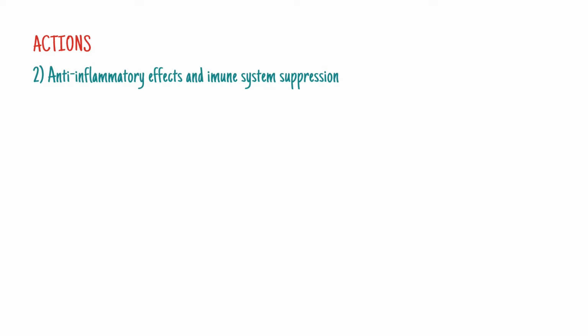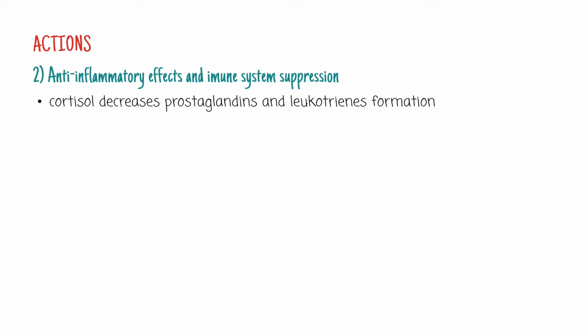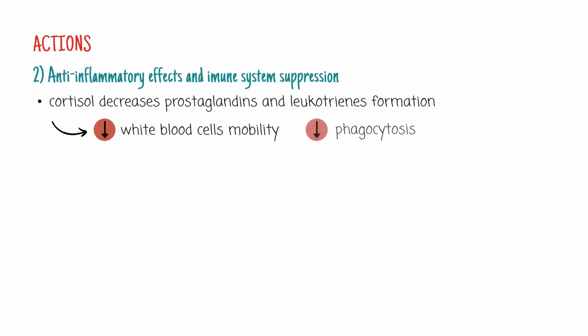How does that happen? Cortisol decreases the formation of prostaglandins and leukotrienes, which, as you perhaps know from biochemistry, are inflammatory mediators. Because of that, we're going to have a decreased white blood cell mobility, so that means that not that many leukocytes are going to get to the inflamed area, and there's then not going to be that much phagocytosis of the damaged cells. This is going to reduce the inflammation, and that's why cortisol is often used in medicine to reduce inflammations.